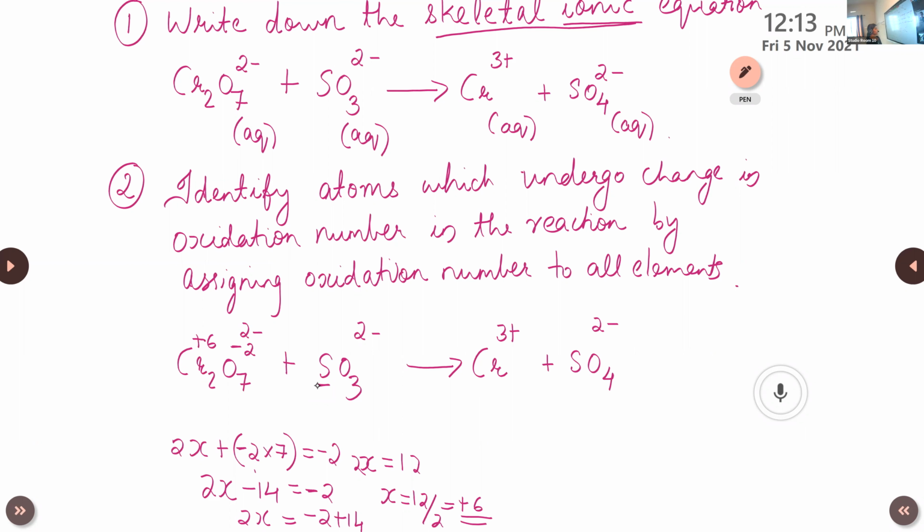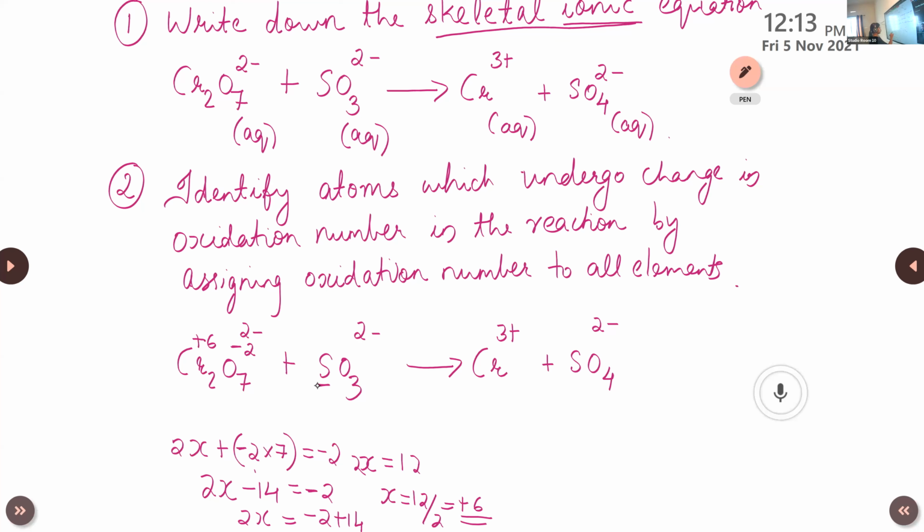Can you tell me the oxidation state of sulfur? Anyone? Plus 6. Yes, ma'am. Let me check.